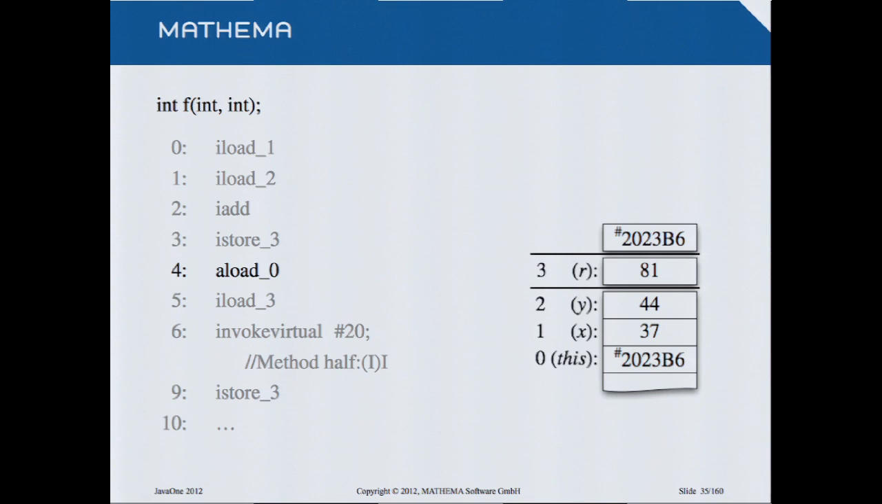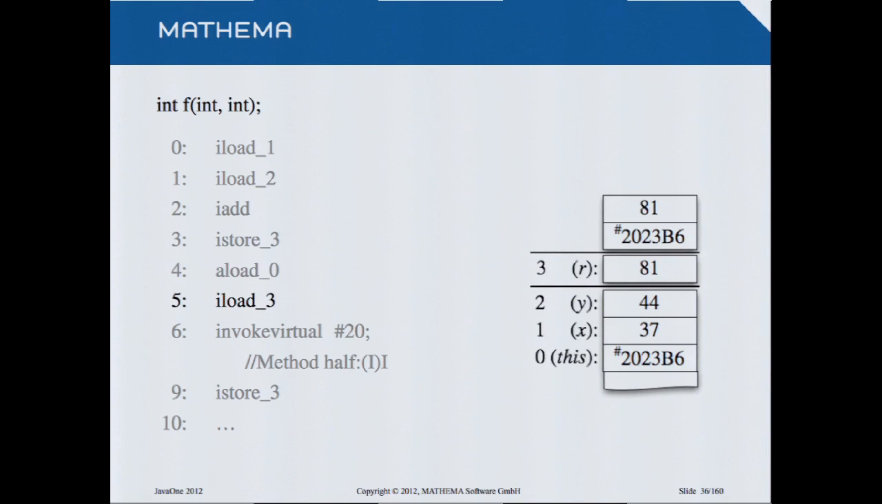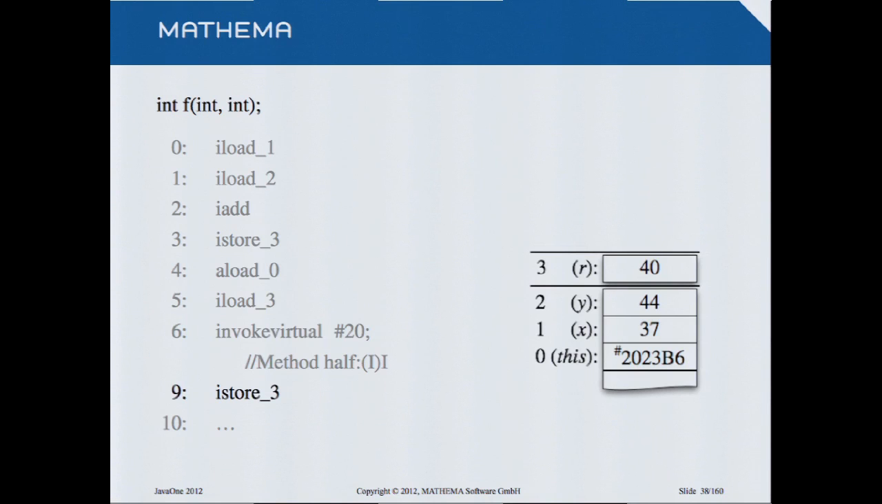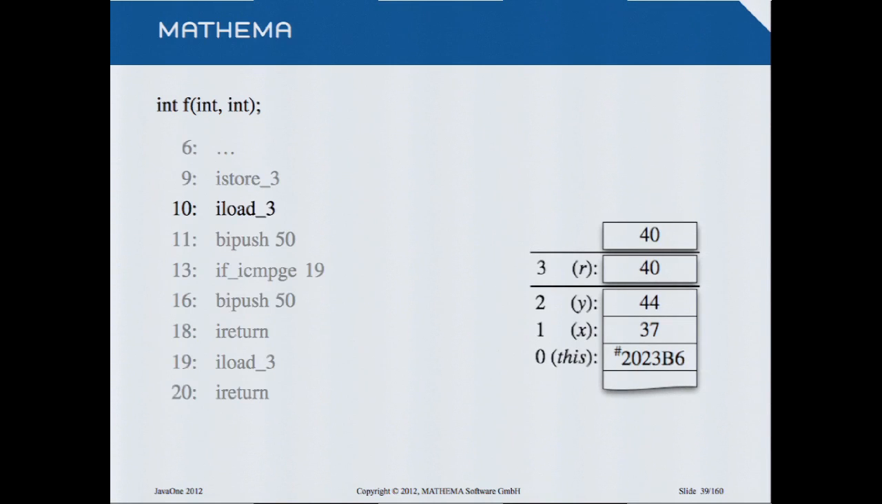Then we push the address on the stack, then we load our stored 81, and now we call the function half. We don't know what the function half does. It works the same way, and the result will be pushed on top of the stack. So you see the address and the parameter have been removed, and now the result is on top of the stack. And now we store this element in our local variable.